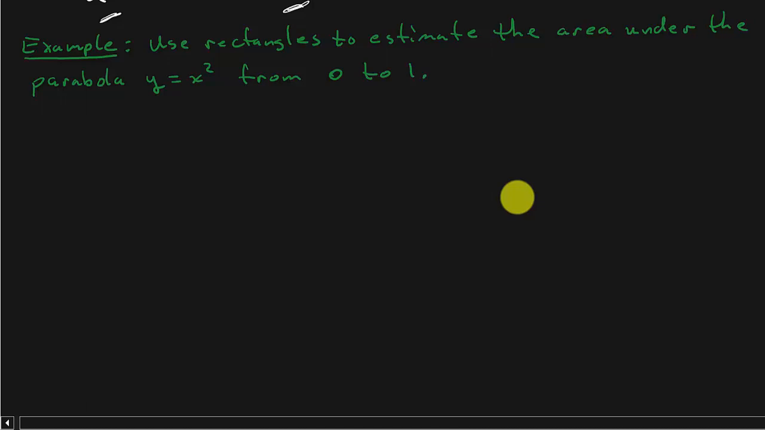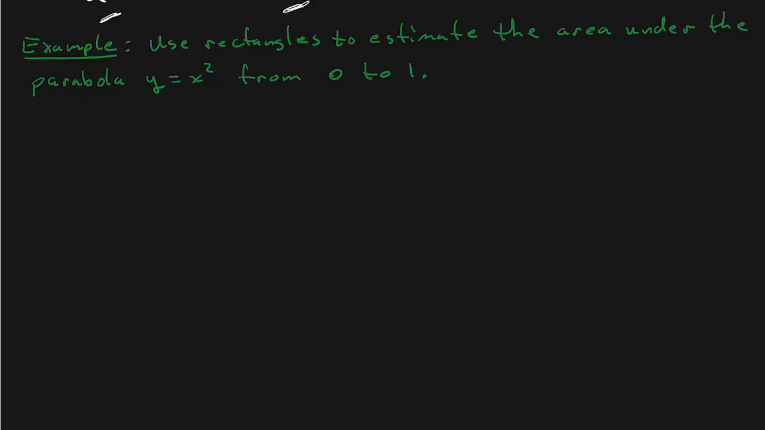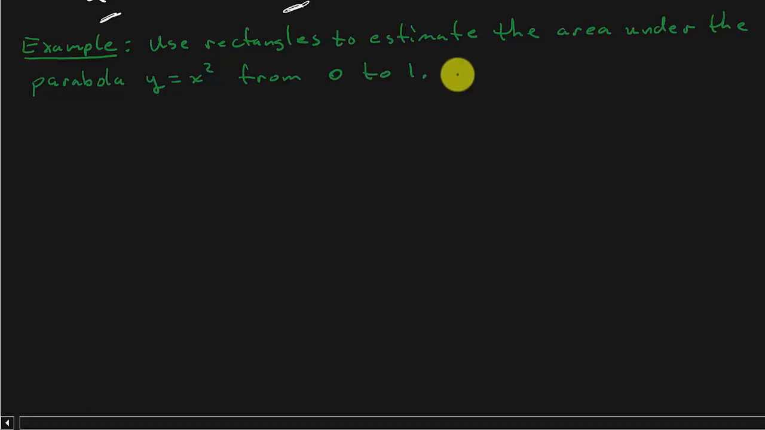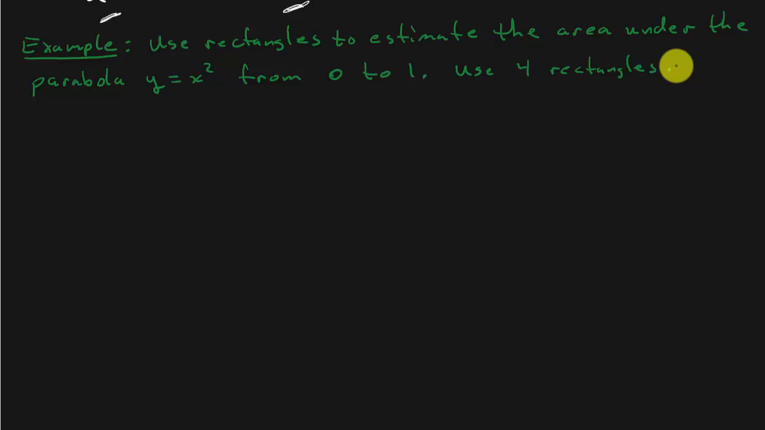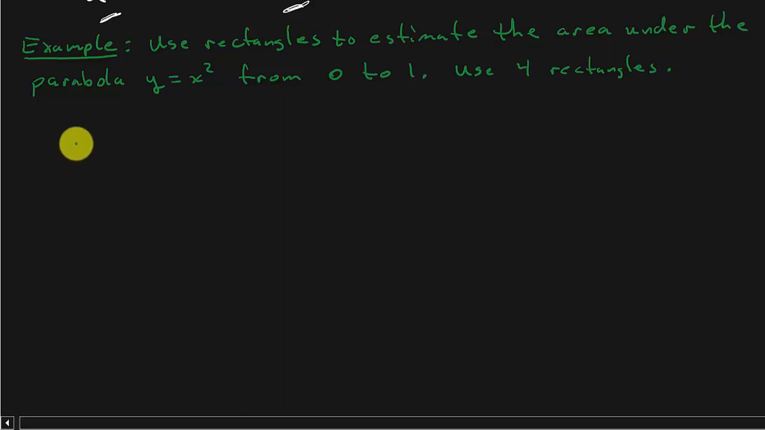All right, and it doesn't say in the problem, but what we're going to do is we're going to use 4 rectangles. We're going to break the area up into 4 rectangles. Now, the best way to do this is to sketch a graph. Okay, just a rough sketch is good enough.